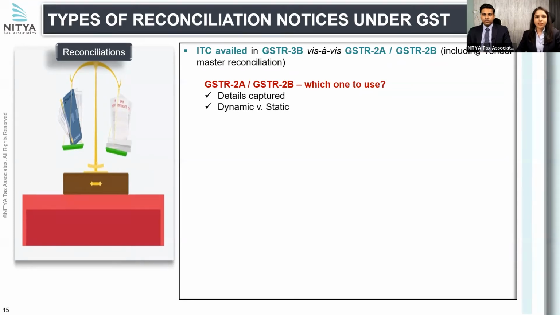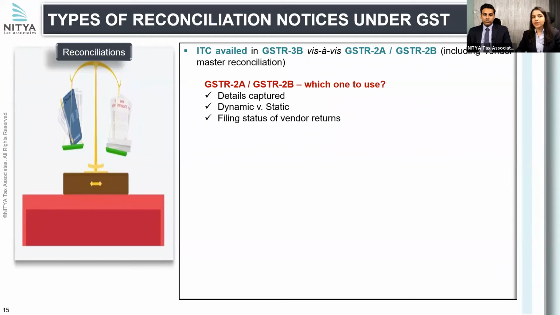2A is a dynamic statement because it keeps on updating on a real-time basis. However, GSTR 2B, on the other hand, is a static statement which gets frozen on 13th of every month, and therefore any GSTR 1 filed beyond the time limit of 11th of every month will not be considered.